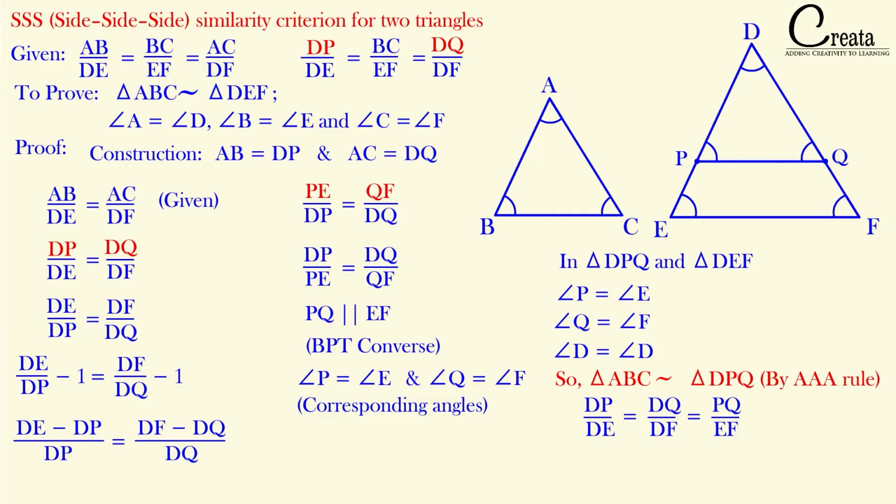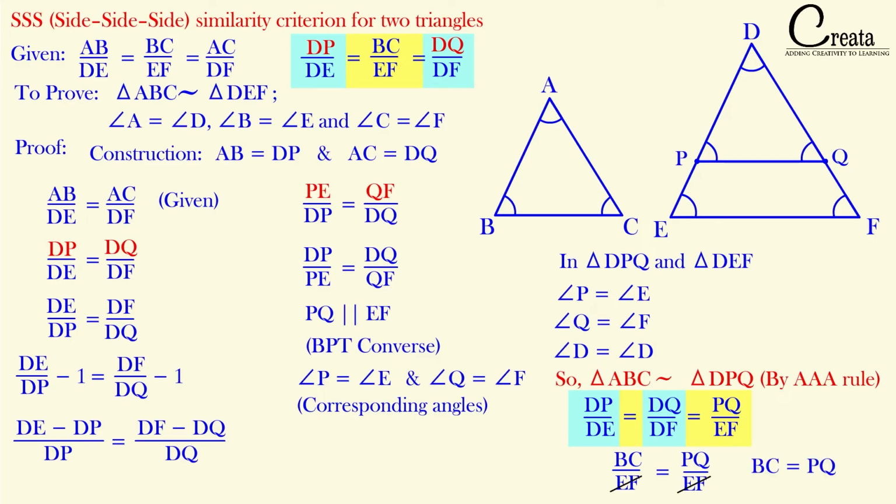Can we compare both of these equations? Here dP upon dE and dQ upon dF are matching with each other, that is these two components are matching. So here can we say PQ upon EF is equal to BC upon EF? Yes, we can say so. Let's do the comparison. Here EF and EF will cancel out. We got BC is equal to PQ.